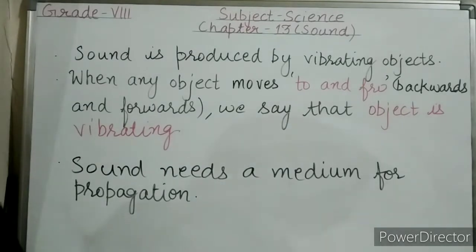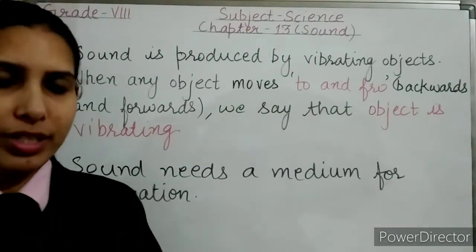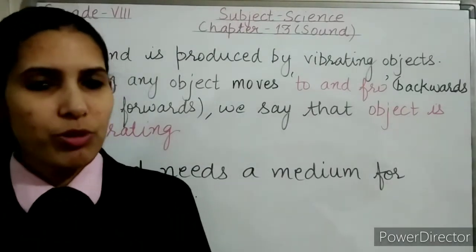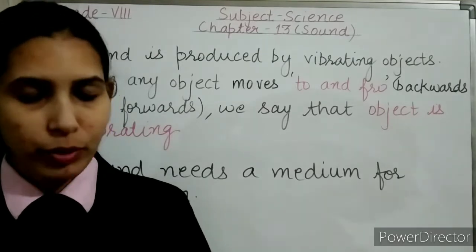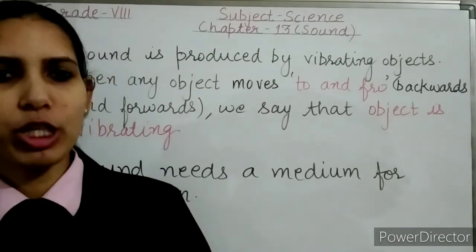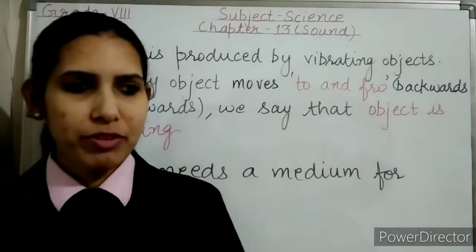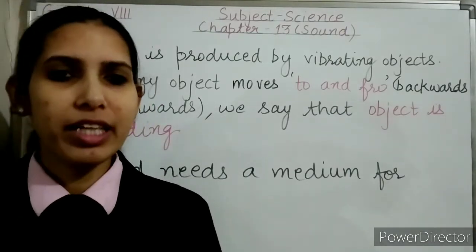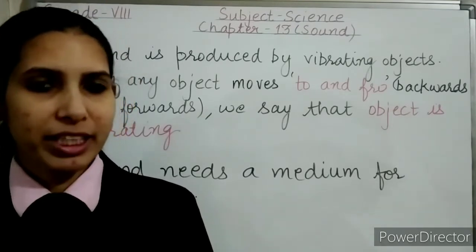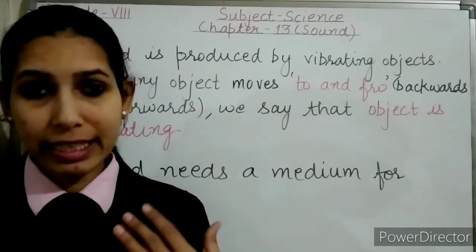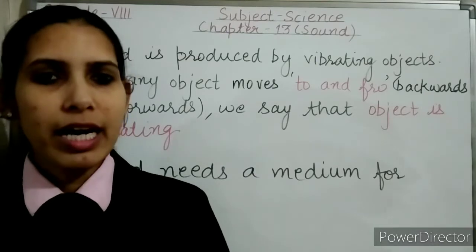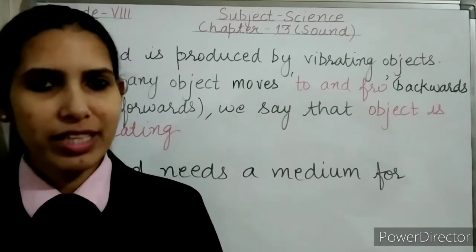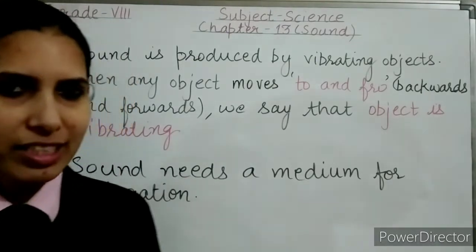So, in this chapter, we'll study about sound, how sound is produced, how sound propagates, what are the mediums required for the propagation of sound. And we'll study about the different types of musical instruments, and we will also study how sound is produced by human beings, how the human ear works, and then lastly we'll study about noise and music. So let's start the chapter.